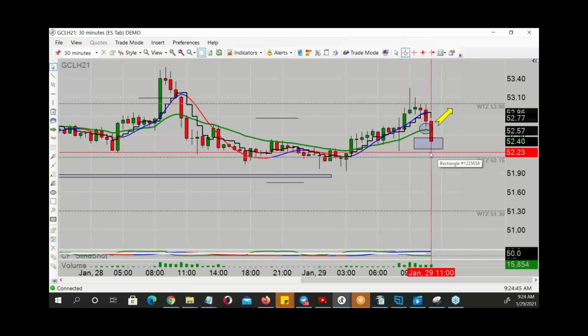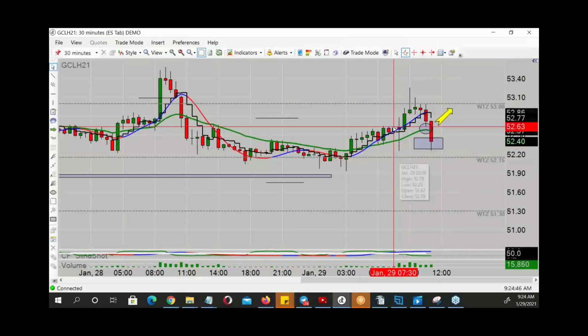And where did we find support? Right where we thought we'd find it. See this previous swing low? Look at the horizontal line on my cursor. Now, that's the first time down. Watch what happens. Price is probably going to get back above the top of that window.